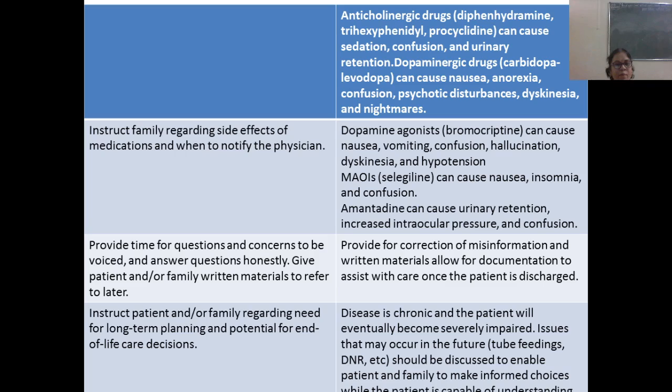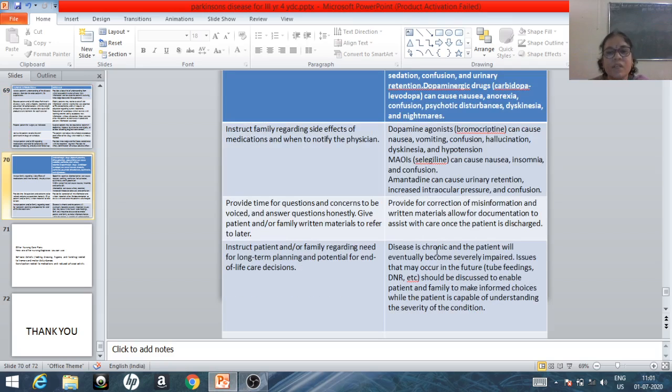Instruct patient or family regarding need for long-term planning and potential for end-of-life care decisions. Disease is chronic and the patient will eventually become severely impaired. Issues that may occur in the future should be discussed to enable patient and family to make informed choices while the patient is capable of understanding the severity of the condition.